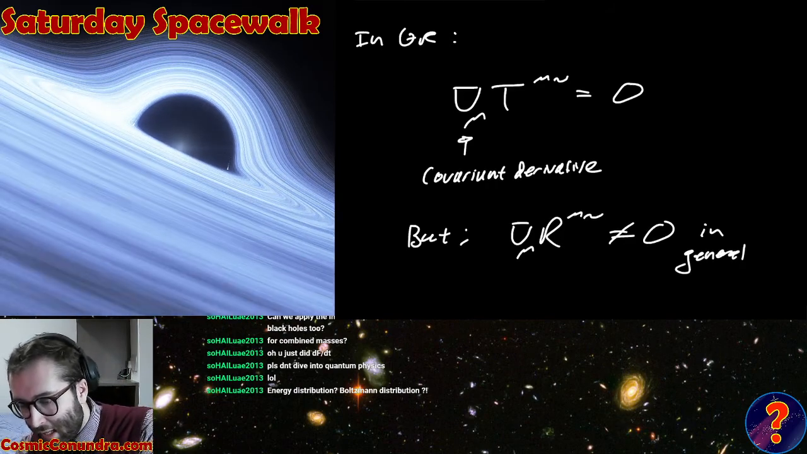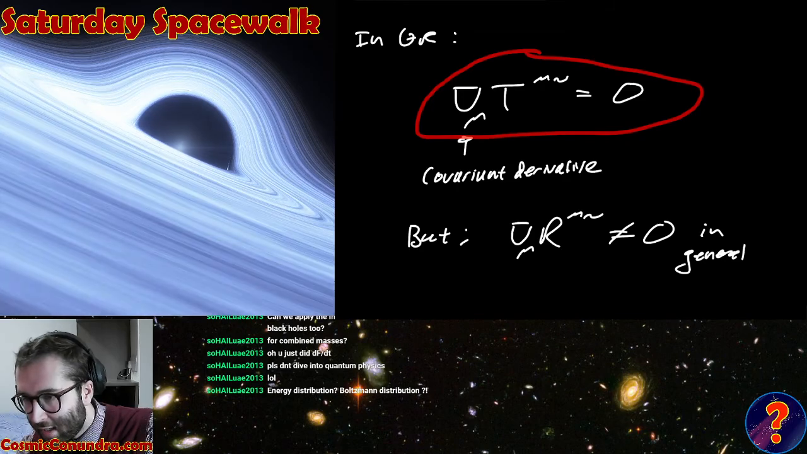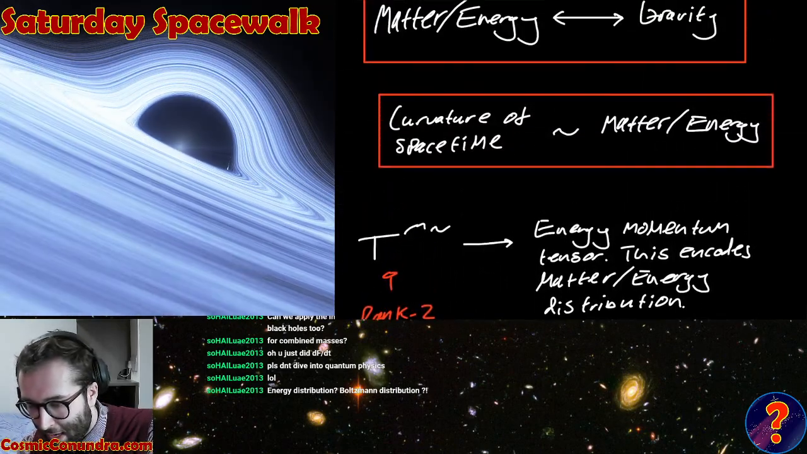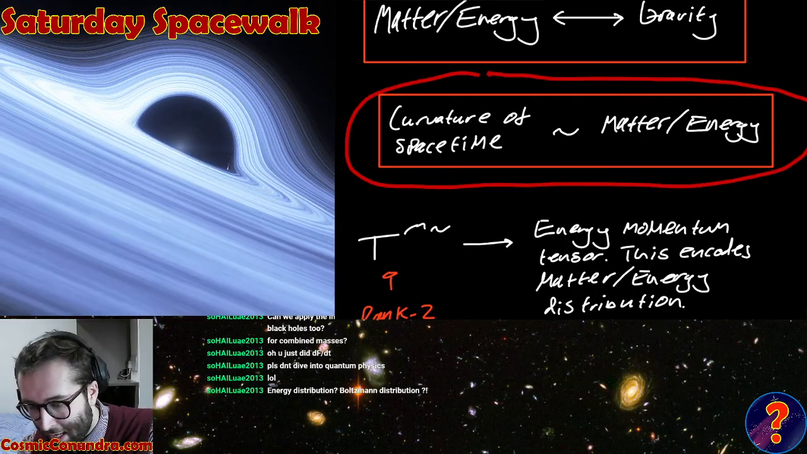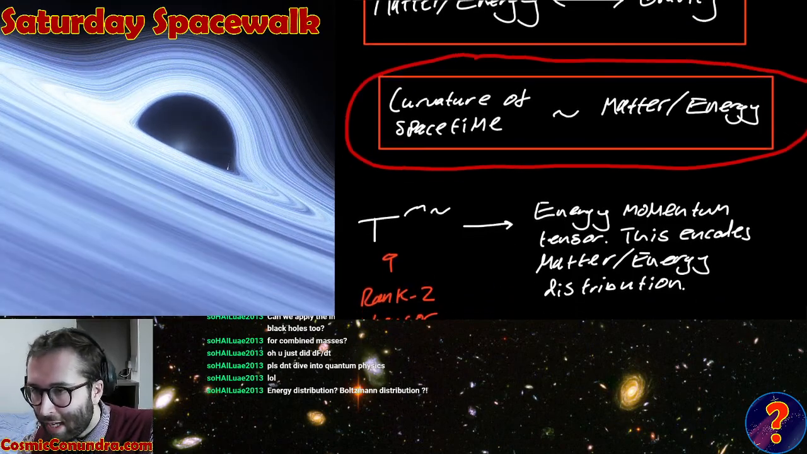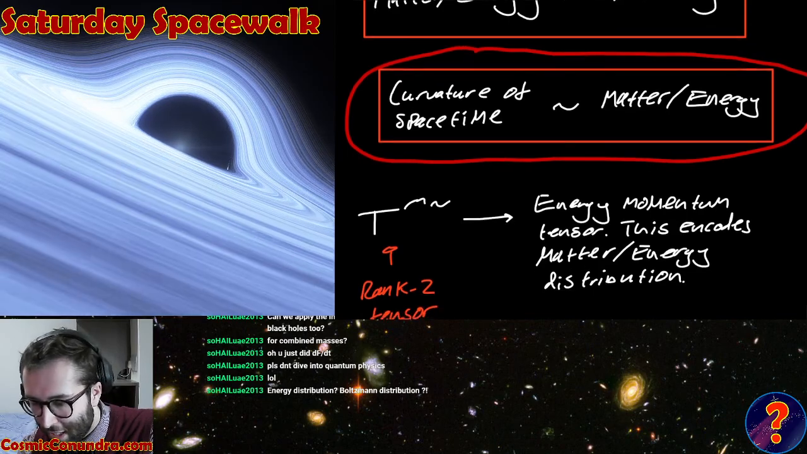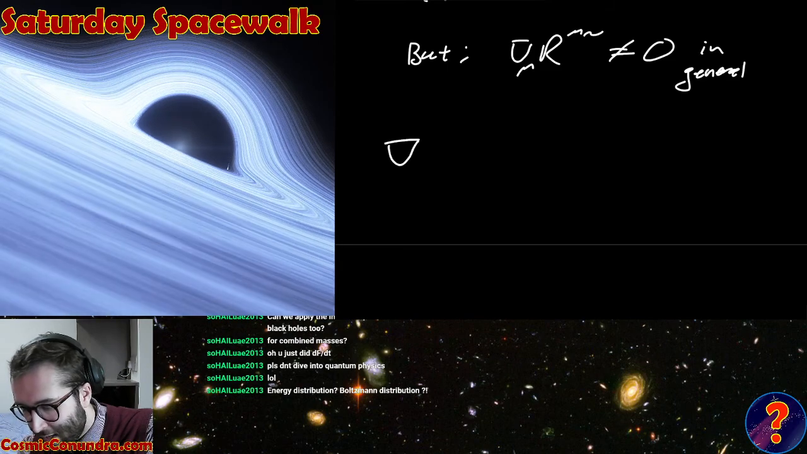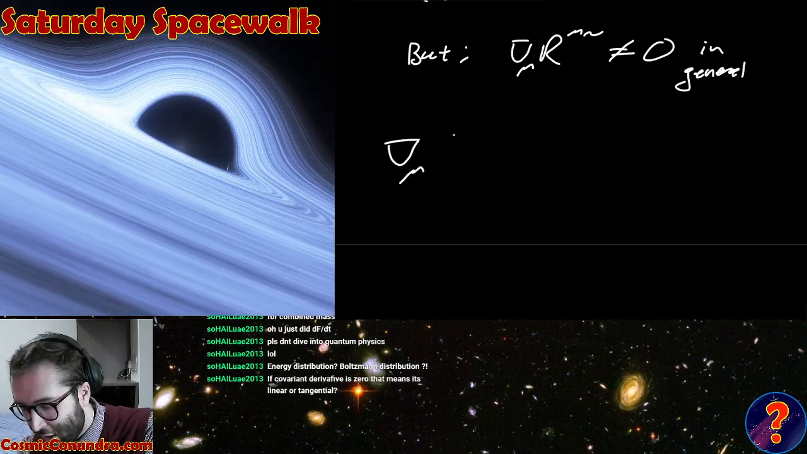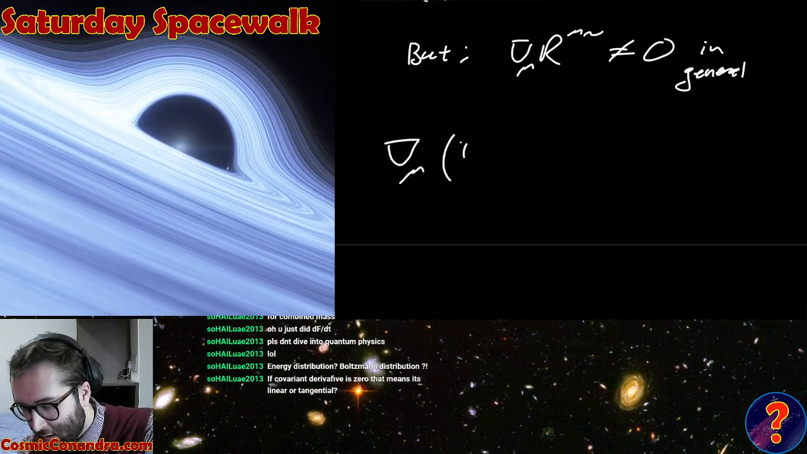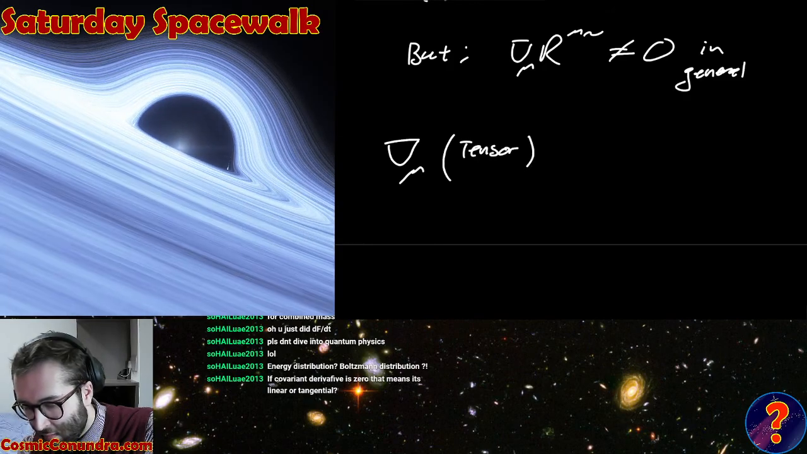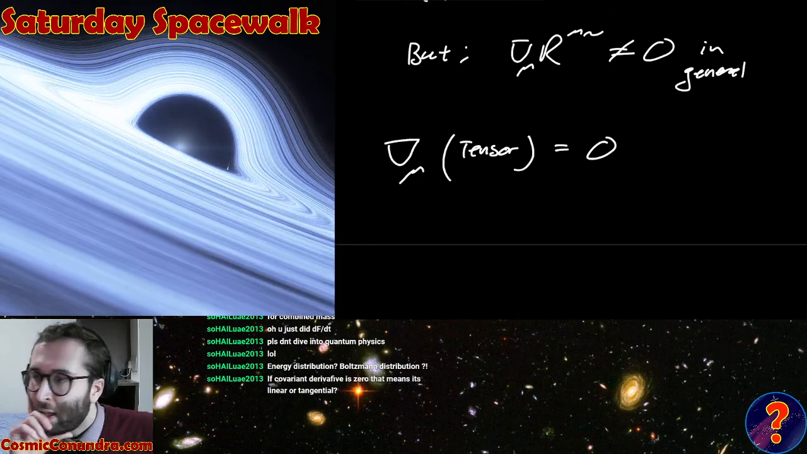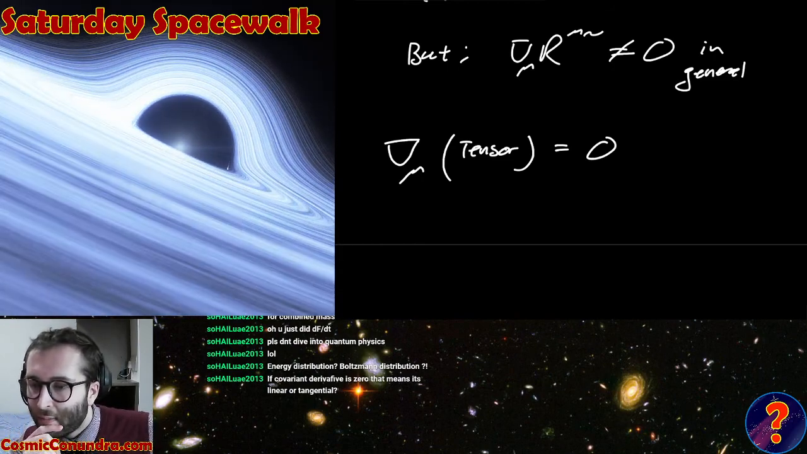So what we need in order for this equation to remain consistent and to have our general schematic equation that curvature of space-time should in some way be related to the matter/energy distribution, we need to find a rank 2 tensor such that the covariant derivative of this tensor is 0. And that'll give us the left-hand side of Einstein's equations.